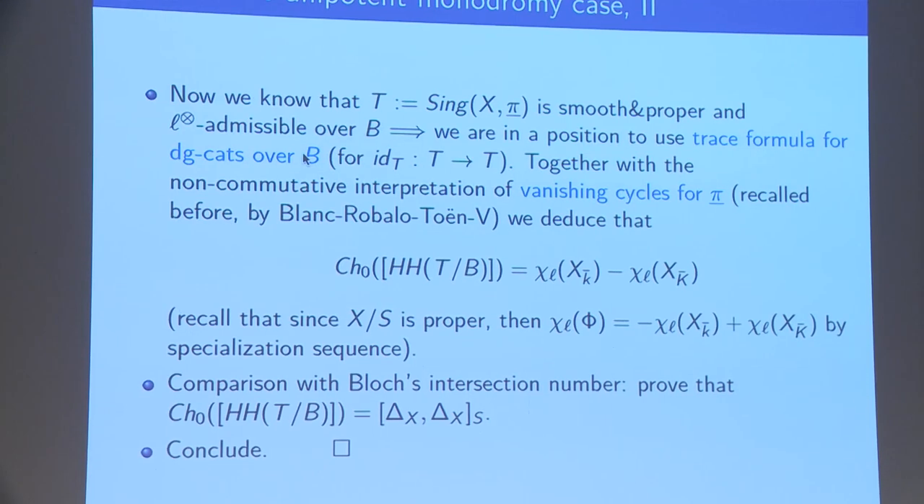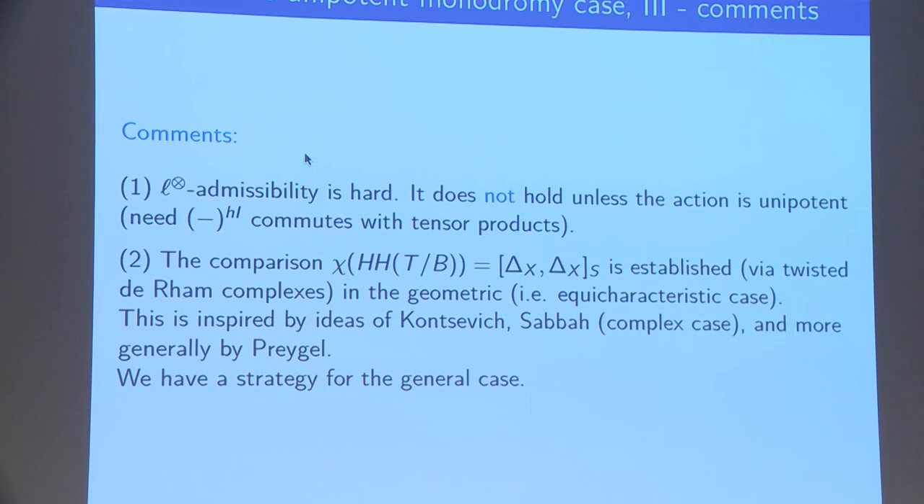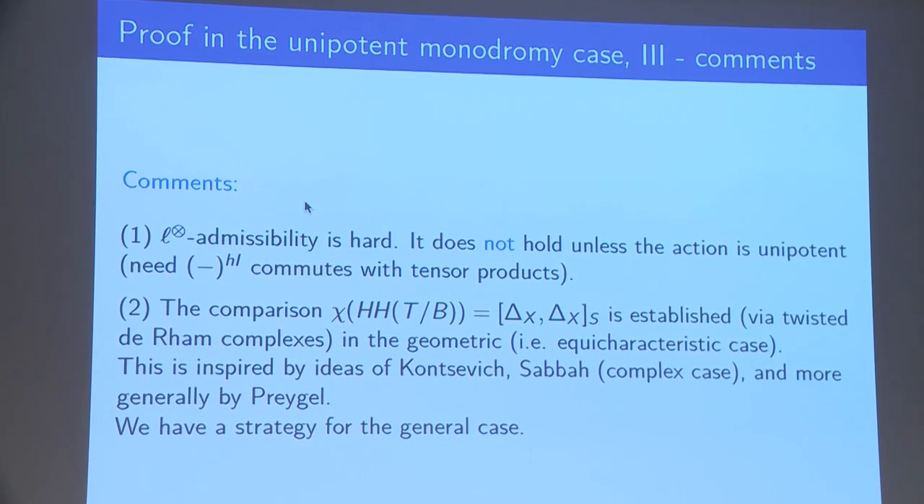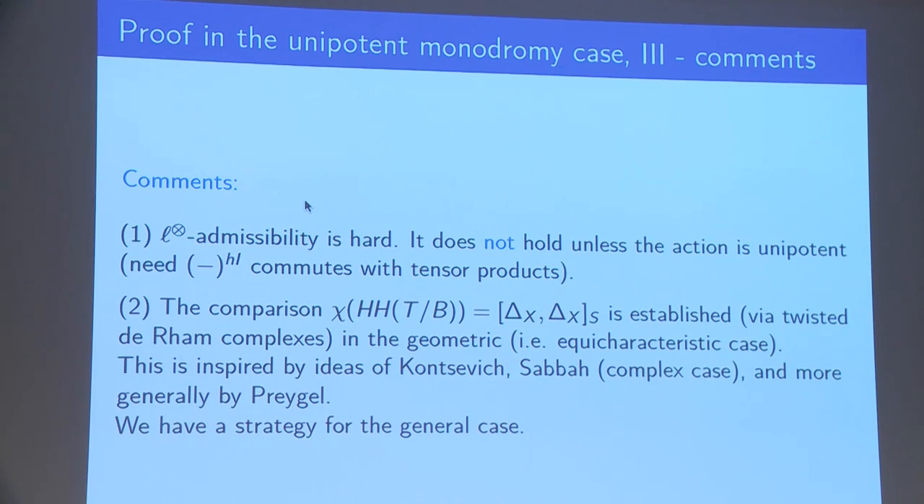Okay, so I'm almost finished. I wanted to make some comments on the proof in this unipotent monodromy case. As I said, the admissibility is the hardest part. It's completely false if the action is not unipotent. Because if the action is unipotent, you can commute taking invariants under the inertia with tensor products. Otherwise, it doesn't hold.